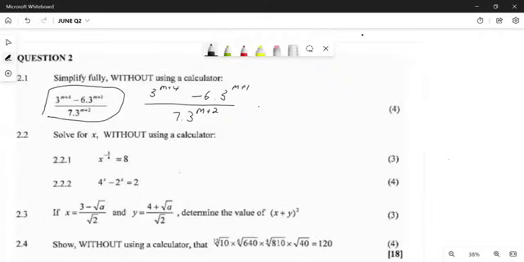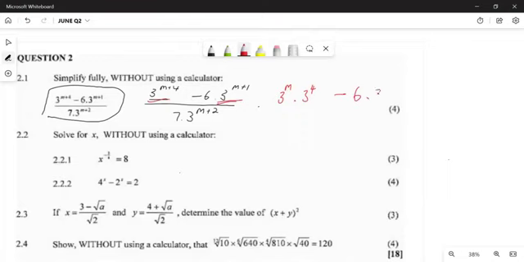3 to the power of m plus 4. Do you want us to split it? Okay, so if we split, this is going to be written as 3 to the power of m multiplied by 3 to the power of 4, minus 6 times 3 to the power of m plus 1. So we split this one first. Now you want us to split this one.